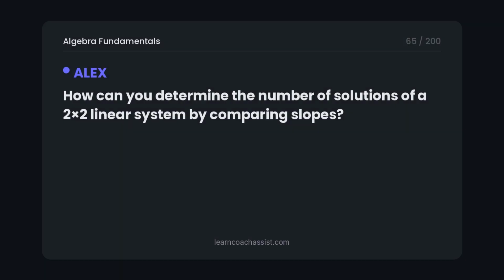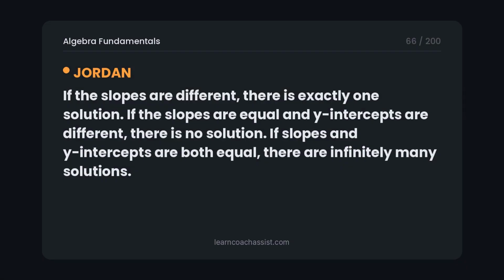How can you determine the number of solutions of a 2 by 2 linear system by comparing slopes? If the slopes are different, there is exactly one solution. If the slopes are equal and y-intercepts are different, there is no solution. If slopes and y-intercepts are both equal, there are infinitely many solutions.